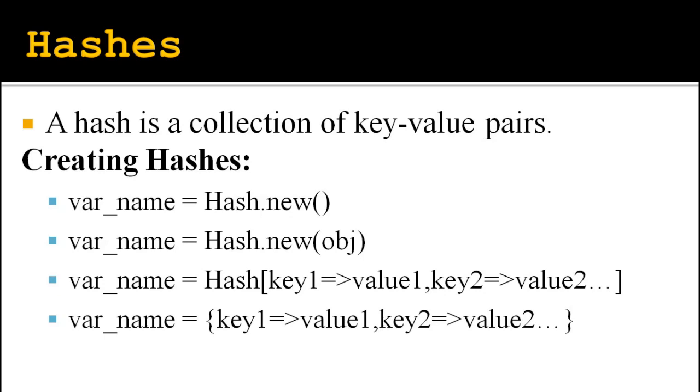If you want to access any value from the hash, you can use the key instead of a numerical index. If you want to access any value from an array, you use numerical indexes, that is 0, 1, 2 and so on. But here each and every value has an associated key, so based on those keys you access the values.